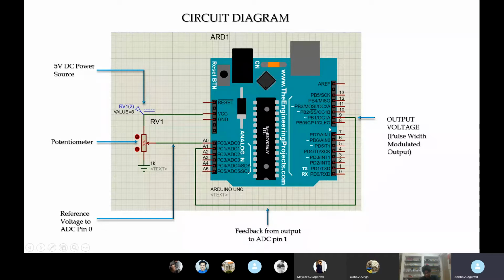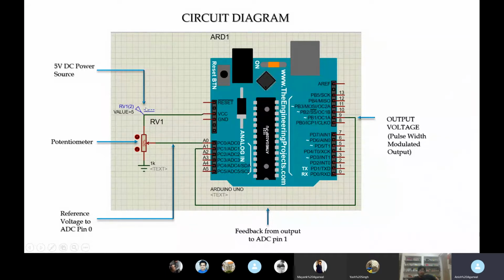Now this OC1A pin is the output, and from the output we are giving the feedback to the A1 pin, where we get the feedback. The comparator's work, the subtraction to find the error, we do inside the code, but to read the feedback and the reference voltage, we are using the A0 and A1 pins of the Arduino.